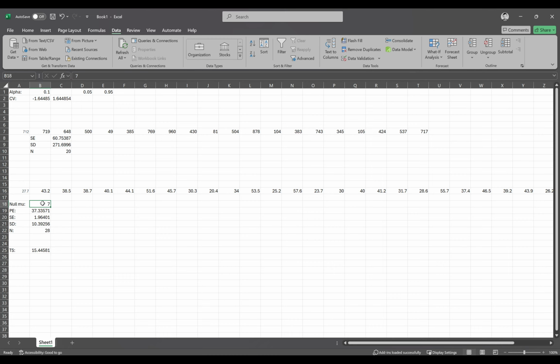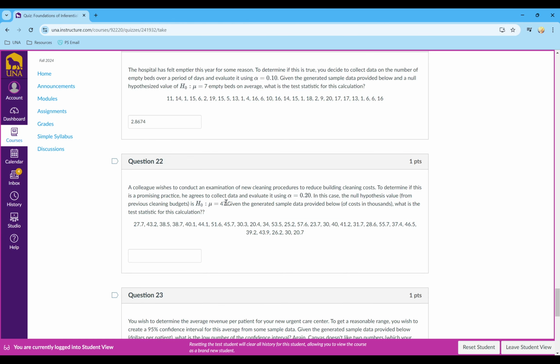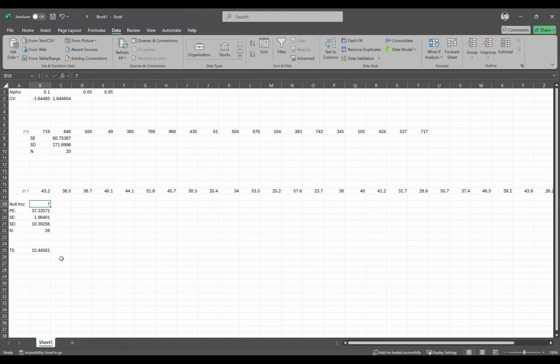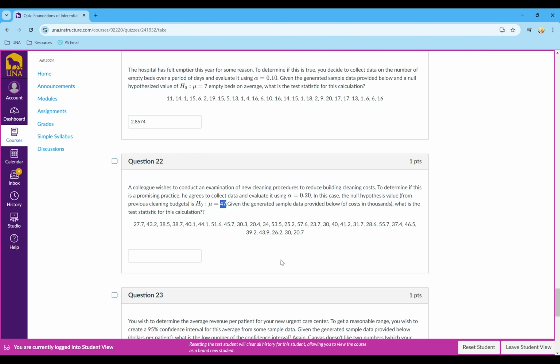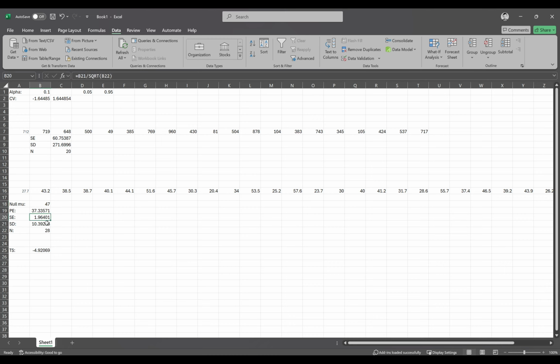I will say the null mu right now does not look correct. So the null mu here is 47. I see my point estimate is 37. So those are 10 away. And so then I plug in these values, point estimate minus null mu, divided by the standard error. And again, all this is auto-calculated already. But the process is the same.